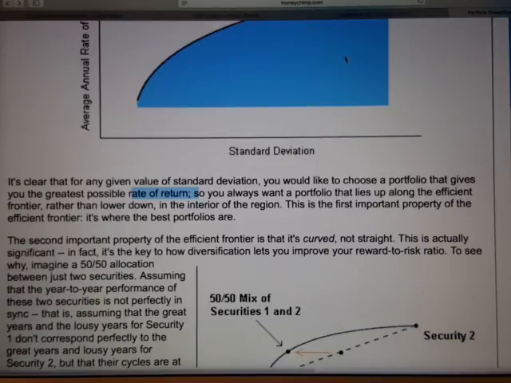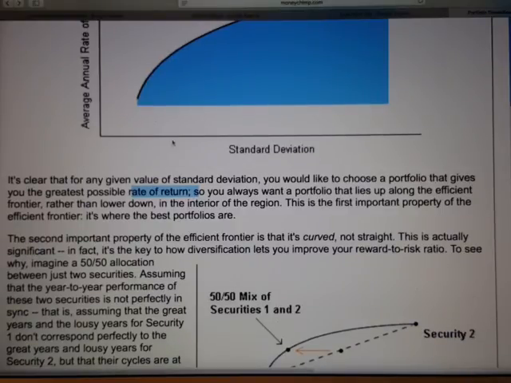rather than lower down. This is inefficient. So if your investment is located somewhere here, then you should find ways to move it somewhere along the graph, or abandon it and find another one along the efficient frontier. These are where the best portfolios are. Above this line are super efficient. It's not easy to find in the market.